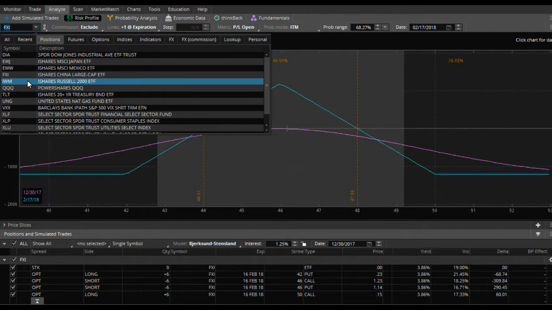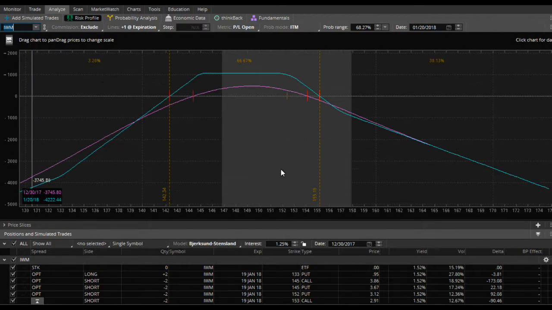Okay, let's move on to the IWM, so our small cap US small cap index. We might actually look at taking this position off on Tuesday, and so here's why. As you can see, we laddered into this position. So this is 2 iron butterflies.